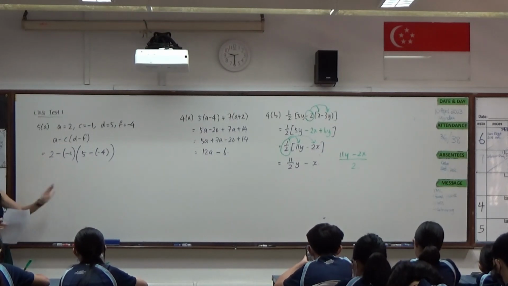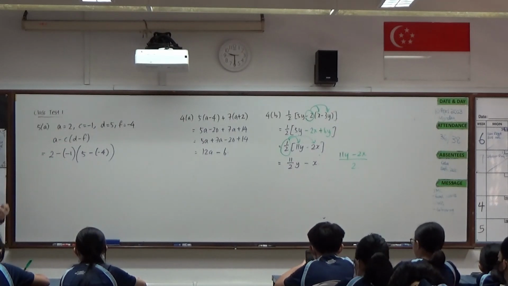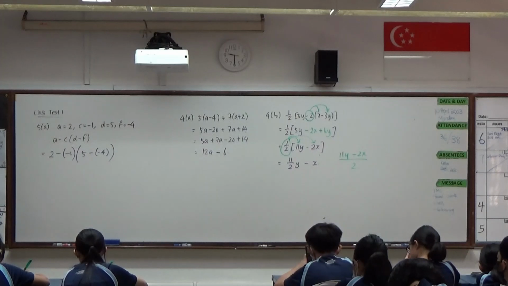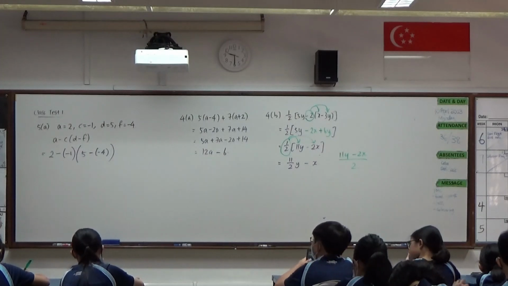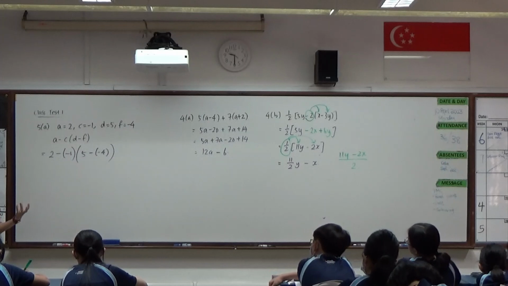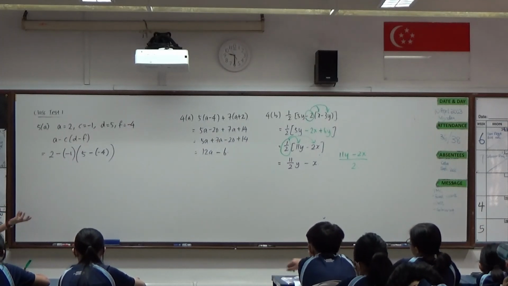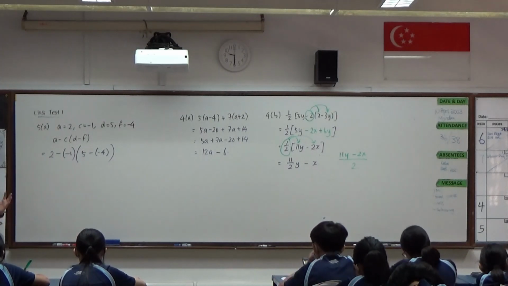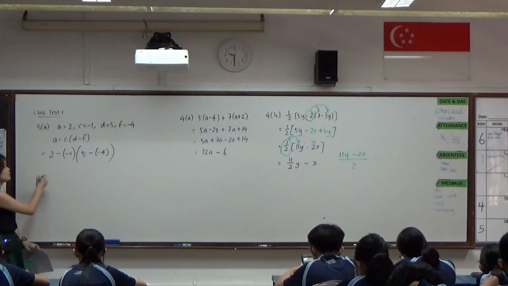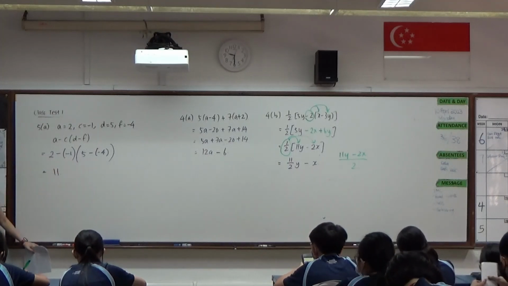Right? Then from this step onwards, question is asking you to evaluate. Okay? There is really no need for us to do this, okay, by hand. Press your calculator. Okay? Really go and press your calculator. Don't go and do mental sum. Alright? Answer should be 11. Okay?